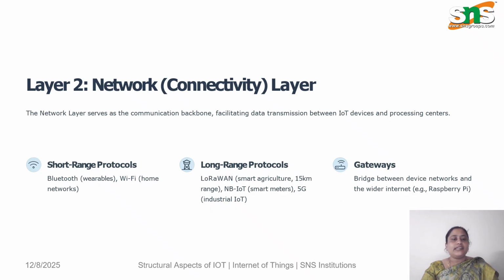The second layer is the network layer. This network layer forms the communication backbone for IoT devices and other processing systems. It is used for short range protocols, like Bluetooth for wearables, and it also covers long range using LoRaWAN, and the gateways act as a bridge between your networks and the internet path. So the network layer is the second layer of the structural aspects of an IoT system.